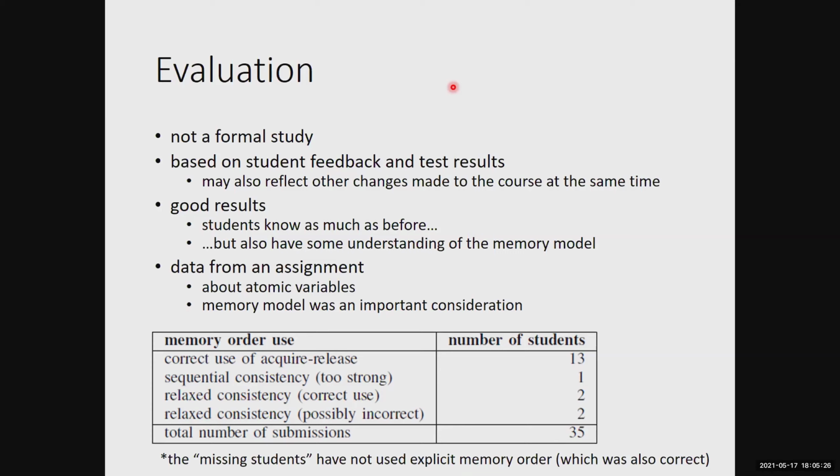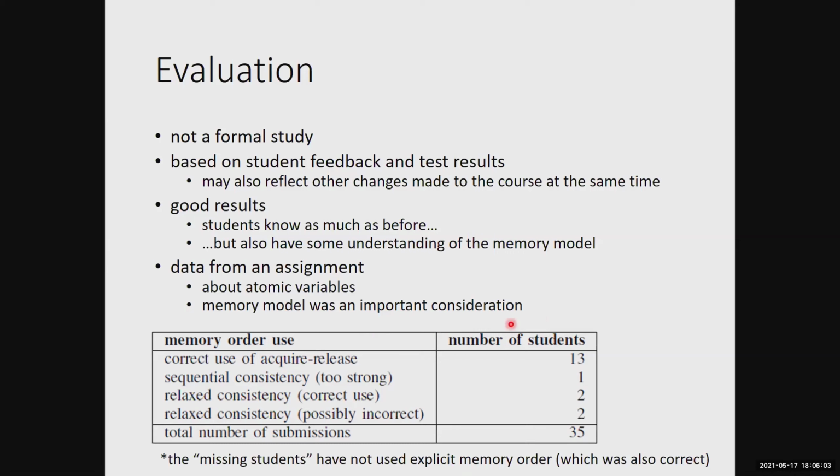But what we can tell from the student feedback and test results is that the results seem to be quite good. The students seem to be able to program parallel C++ programs just as well as before, but now they also have some understanding of the memory model. So using some data from an assignment, they were supposed to use atomic variables for some synchronization, and the memory model was fairly important. It was quite a simple assignment, but the memory model was not completely straightforward.